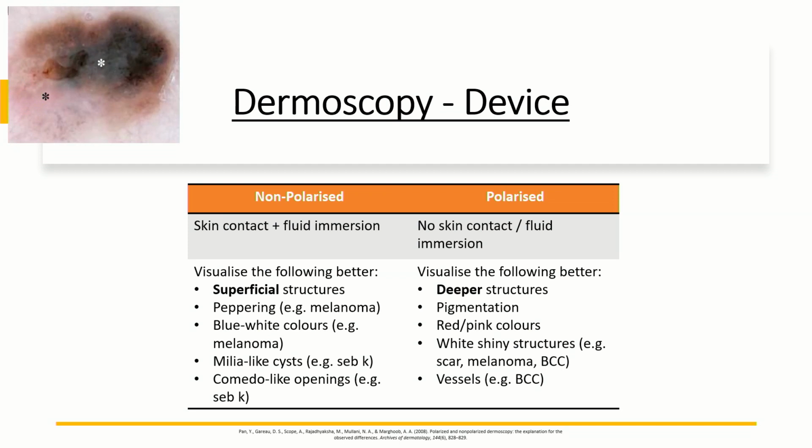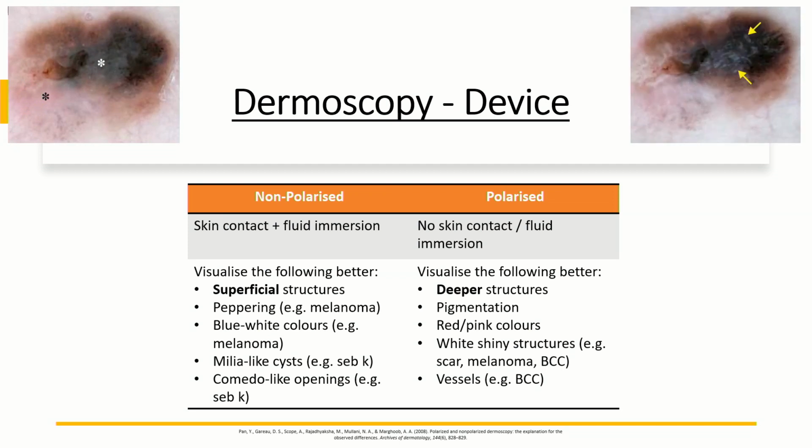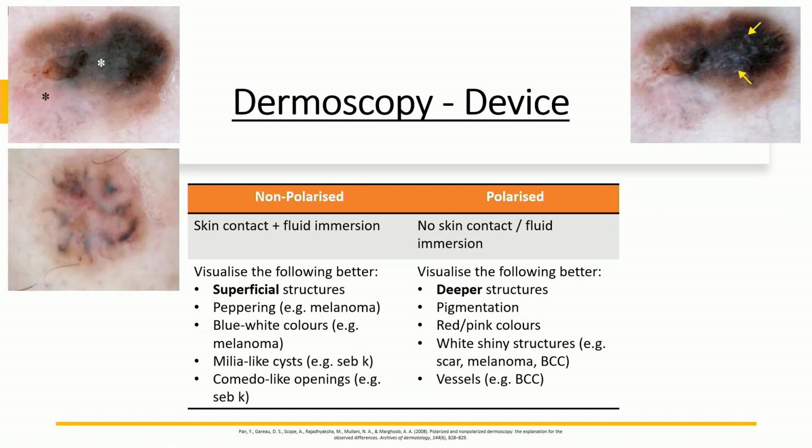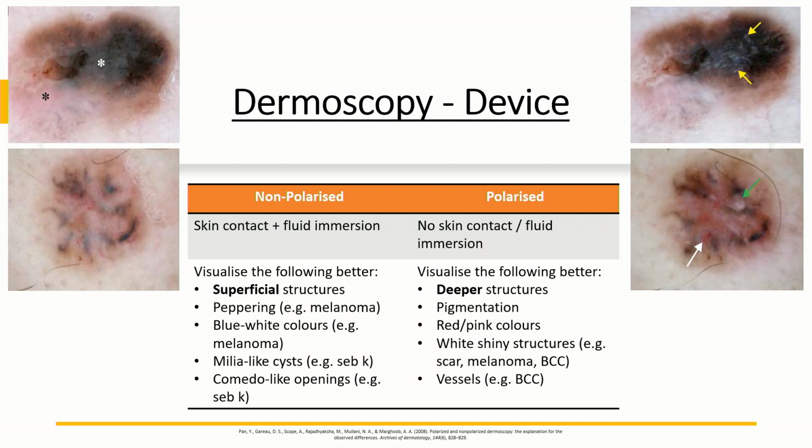So this one is with non-polarized, and this one is with polarized. As I've mentioned, with polarized, you see the white coloration better, and you can appreciate that white hue over there, where the arrows are pointing, is better visualized with the polarized mode. And in this one, you can see that the vessels and again the white structures are better visualized with the polarized mode. You can still see it under non-polarized, but it's just better visualized with the polarized mode.